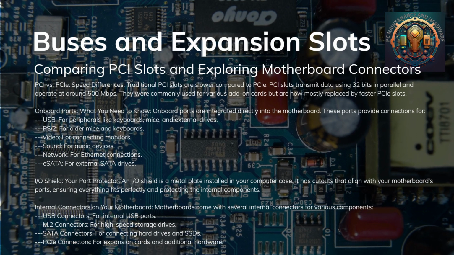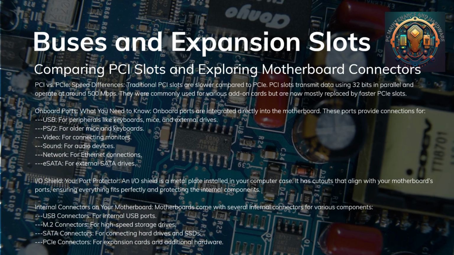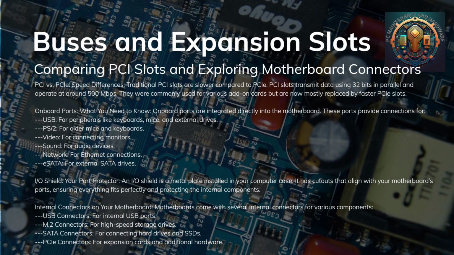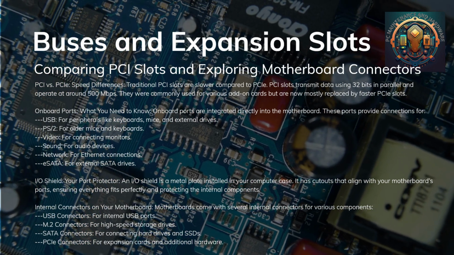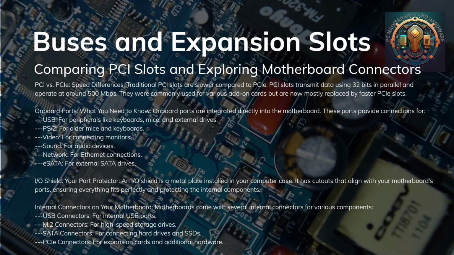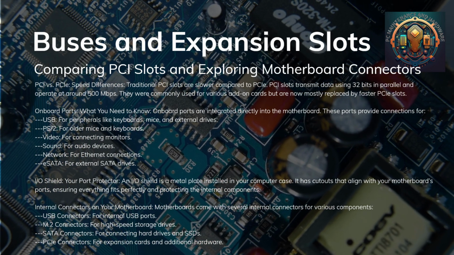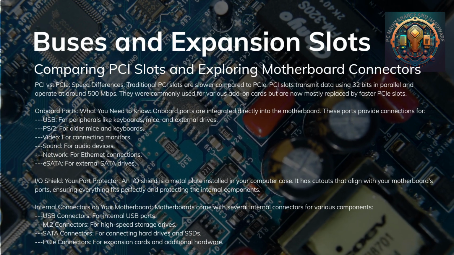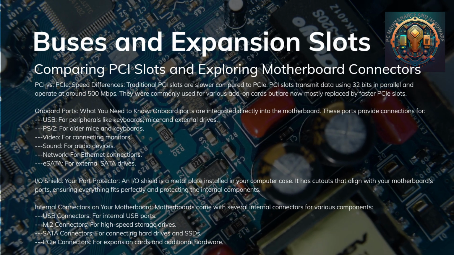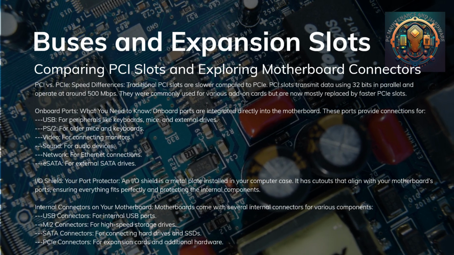Onboard ports, or integrated components, are ports that come directly off the motherboard. These ports can include USB for connecting peripherals, PS2 for older mouse and keyboard connections, video ports for monitors, sound ports for audio, network ports for internet connectivity, and eSATA for external storage devices. An I/O shield is a metal plate installed in the computer case that has cutouts for these ports. It ensures that the ports align correctly with the motherboard and provides protection and organization for these connections.